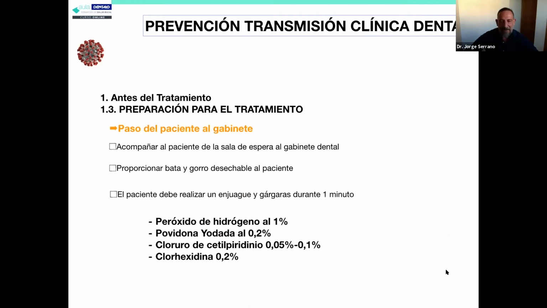Once everything is prepared, the patient has to enter the working area, and we can offer a hat and a gown to the patient. I would do this more in patients where we're going to perform surgery. For other types of treatment, maybe it's not mandatory, so to say, in all the patients.